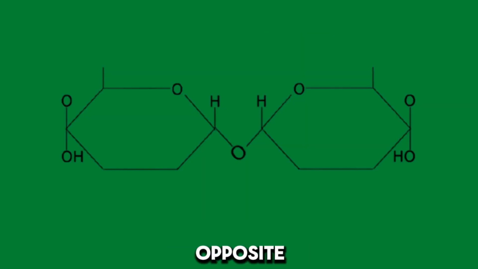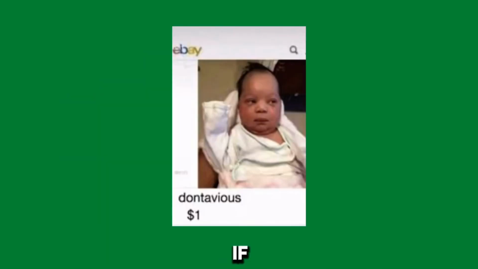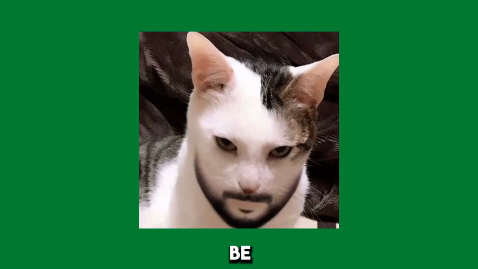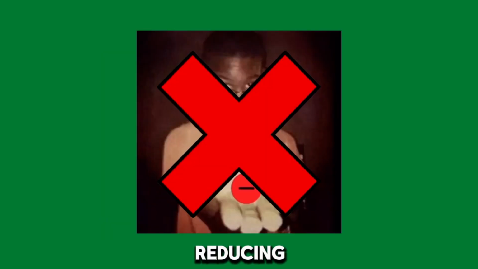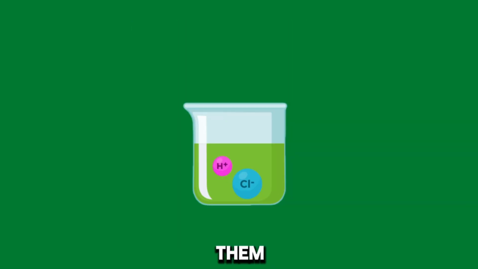Monosaccharides, they reduce things. They are reducing sugars. They give things electrons. Disaccharides, they are the opposite. And if that's the case, then surely the same thing would be apparent with trisaccharides, right? And it is. It's the same thing. So raffinose, it doesn't donate electrons. It's a non-reducing sugar. So in order to test for it, we just break it apart.